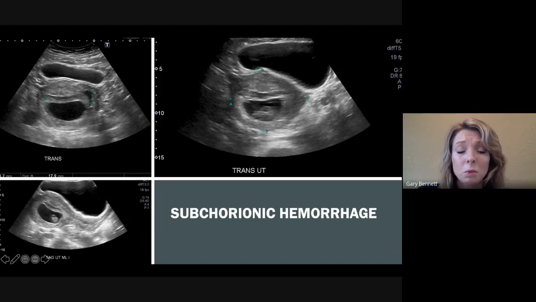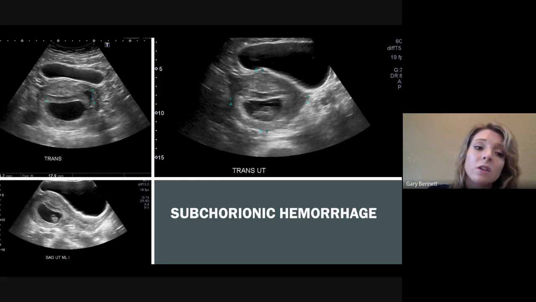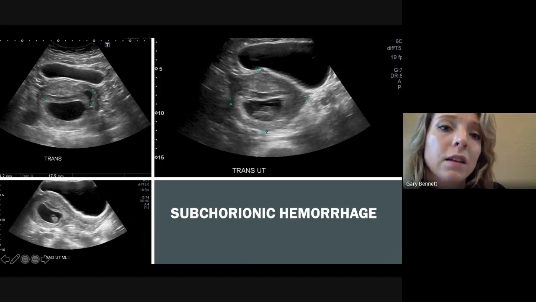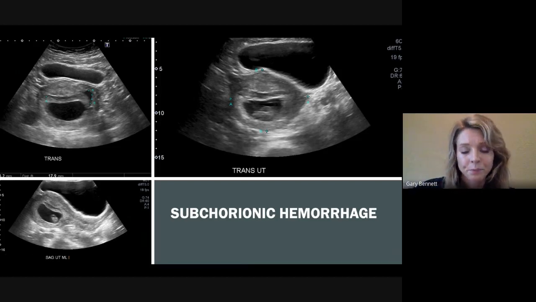It can, however, be really reassuring to mom if you can tell her that there is a subchorionic hemorrhage. You might actually have more bleeding if you're just having little bits of spotting. Not going to be super concerning. It's kind of to be expected at this point. And then just check back in if it does get to be a lot more than that. So let's look at the next one.